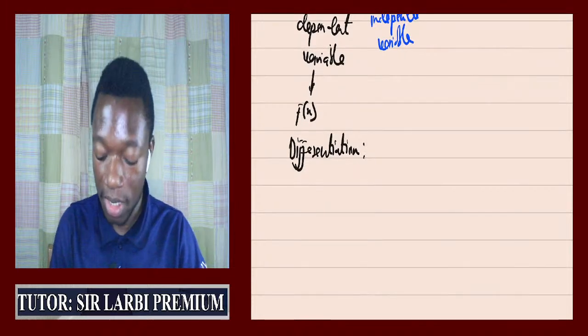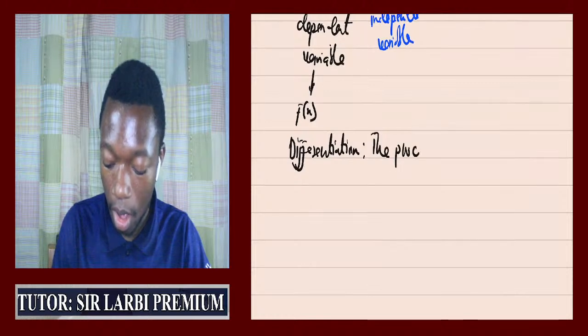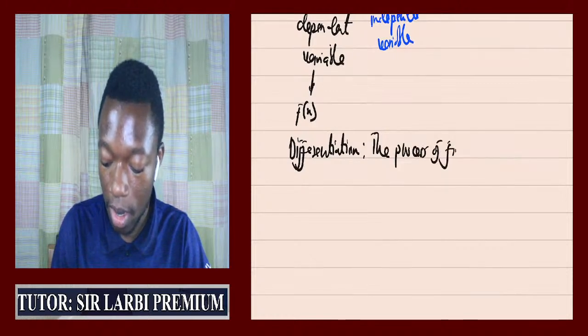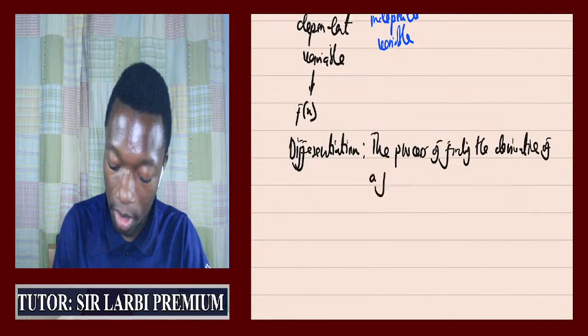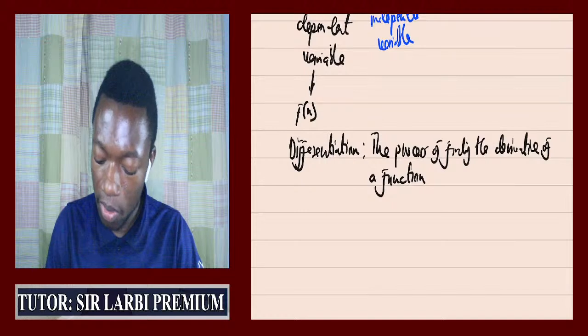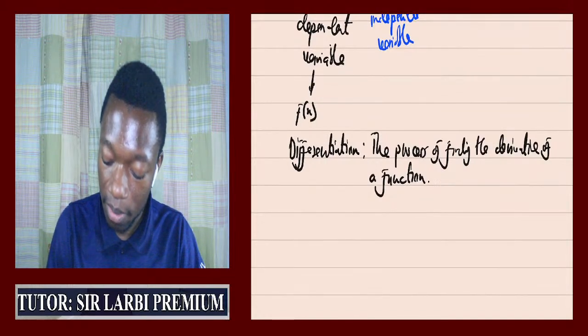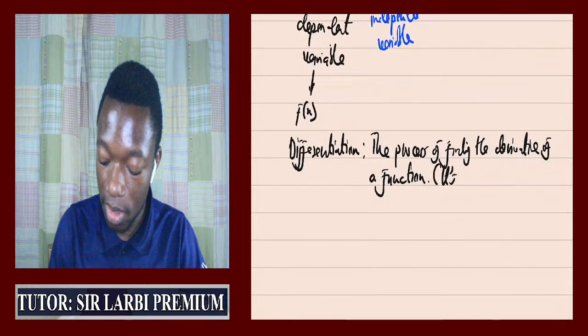So that's a proper definition. The process of finding the derivative of a function. And this derivative can also be called a derived function. So the derivative of a function can also be called what? Its derived function.